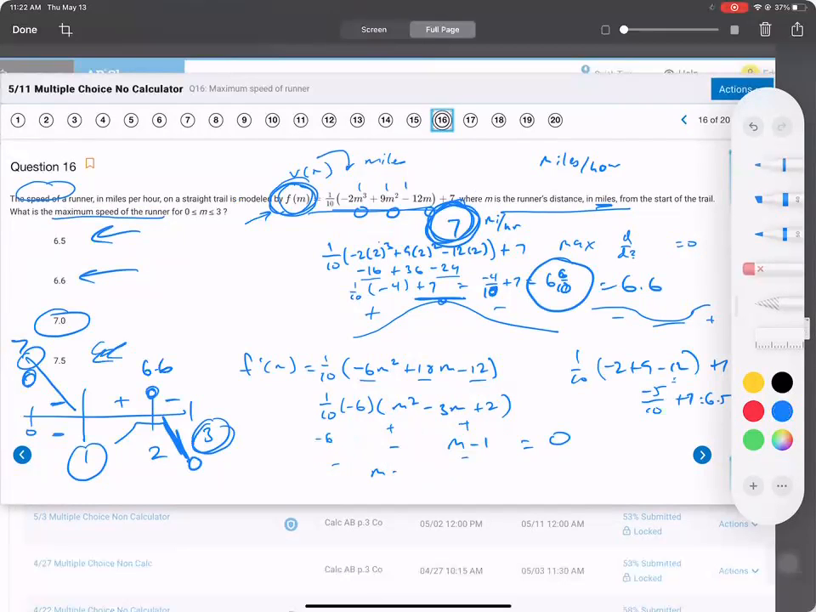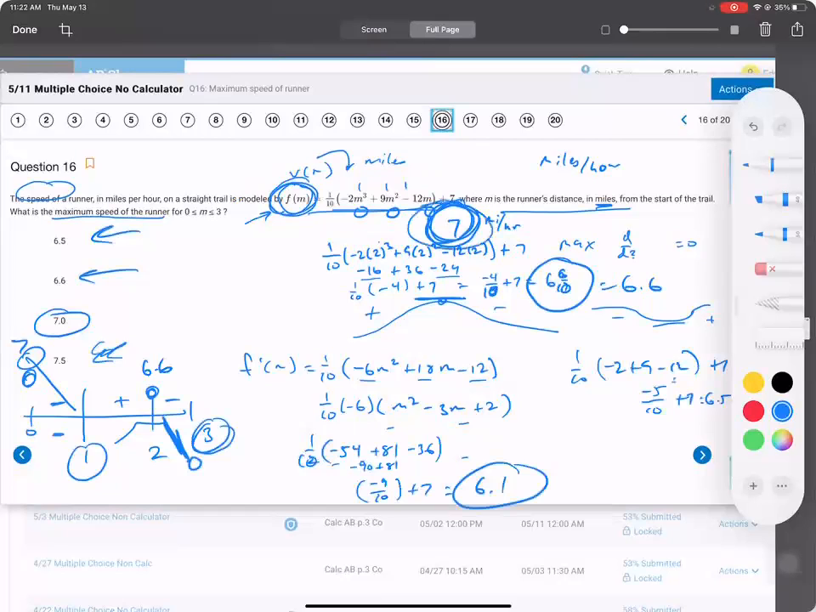And just to show you guys, we don't have to do it, but I'm going to show it to you. If I plugged in 3 here, 3 cubed is 27. 27 times 2 is negative 54. 3 squared is 9. 9 times 9 is 81. And 3 times 12 is 36. And 54 and 36 is 90. Negative 90 plus 81 is negative 9 over 10. Plus 7 is 6.1, right? That wasn't on there, but you can see of the 4 points that we did calculate, 7 was the largest, and 7 was right at the beginning.